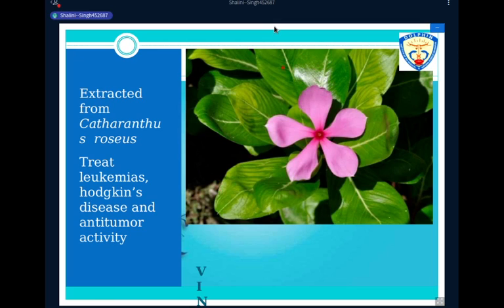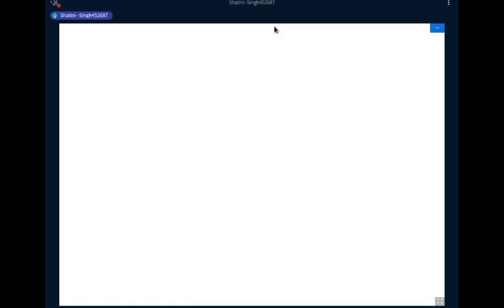For example, you might have seen this beautiful flower. It is of Catharanthus roseus, also known as Vinca rosea, and in Hindi, the common local name is Sadabahar. So it has very good anti-tumor compounds which are named vinblastine and vincristine. These treat leukemias, Hodgkin's disease, and also have anti-tumor activity.